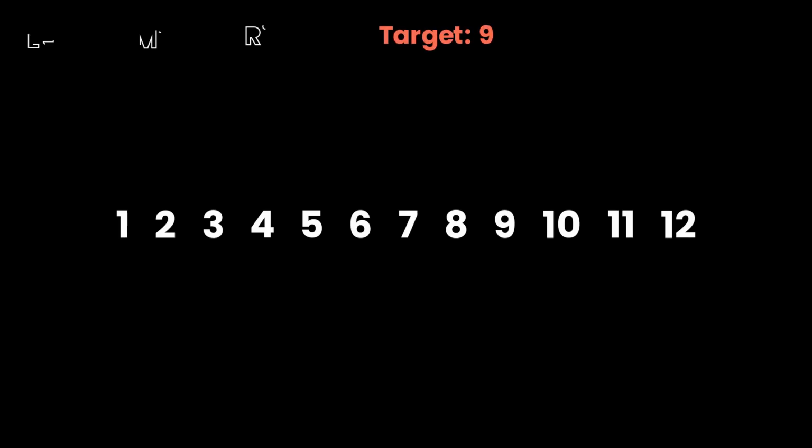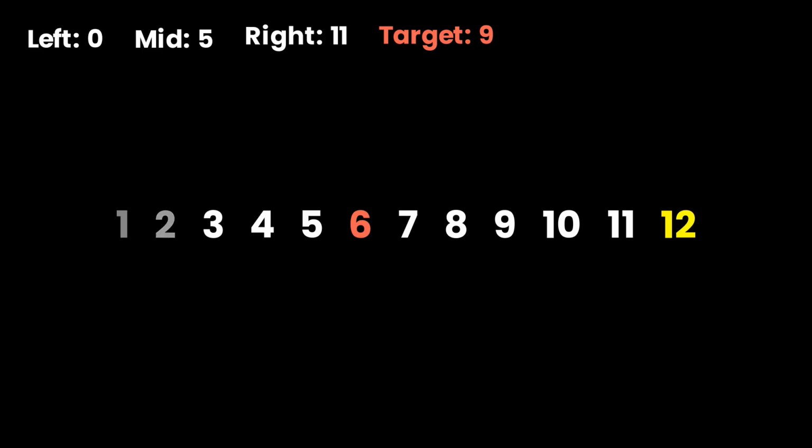Let's break down the steps of binary search with an example. To find the position of the number 9. Step 1. Start with the entire list. The middle element is at index 5. That means in the list it is 6. Step 2. Compare 6 and 9. Since 9 is greater than 6, we discard the left half of the list.